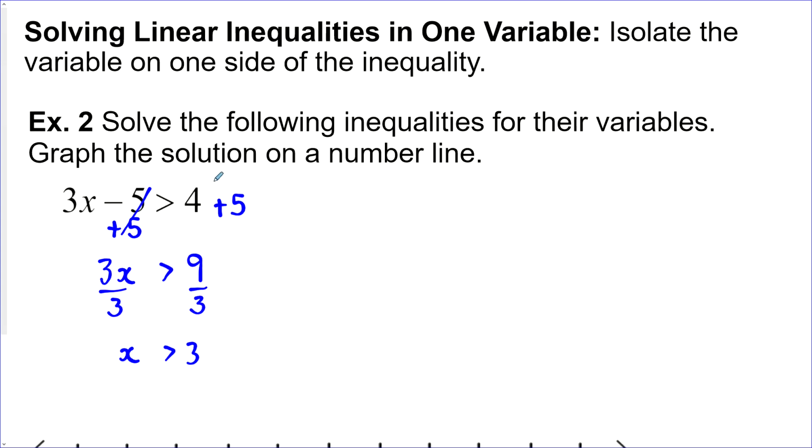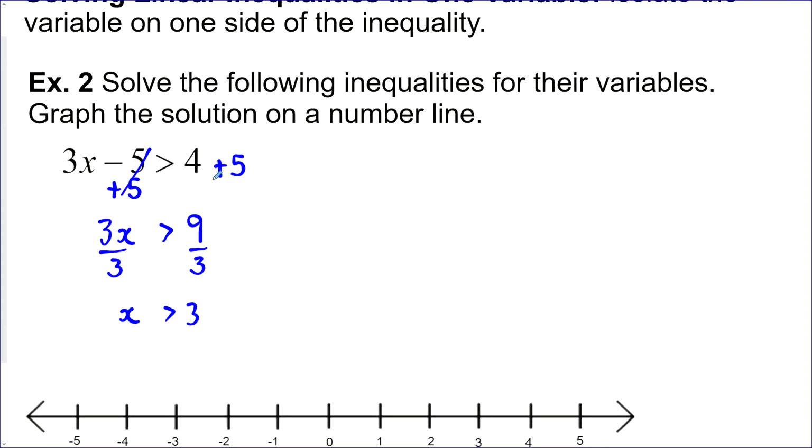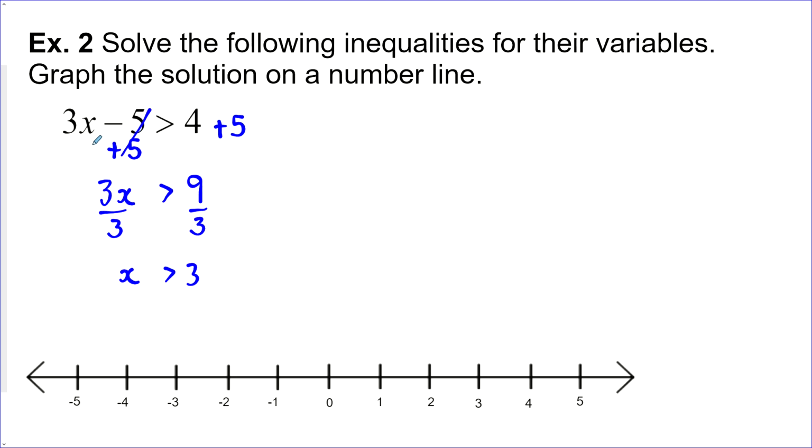We want to graph the solution on a number line. Now, think of this, we have one variable, and so we want to graph this in one dimension. So a number line represents one dimension, forward, back, one dimension. So here we got 3 here, and I'm going to leave an open circle, and x is greater than, so we're going this way. So that's how our solution looks on a number line.